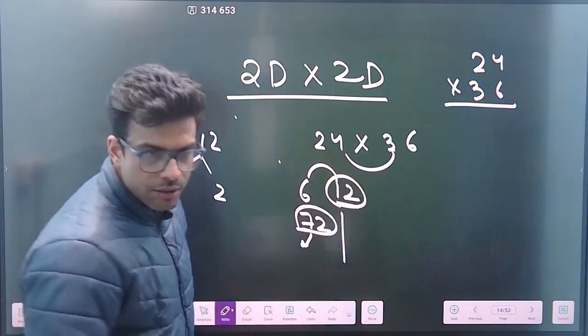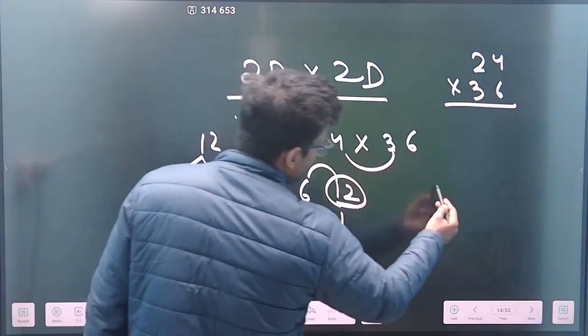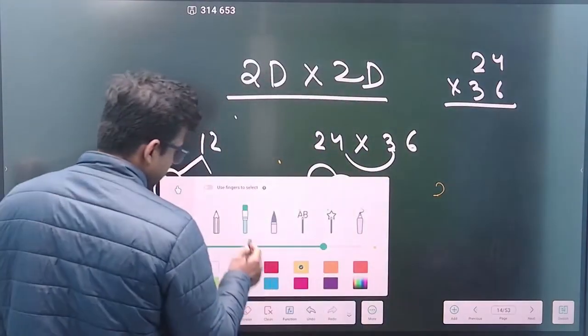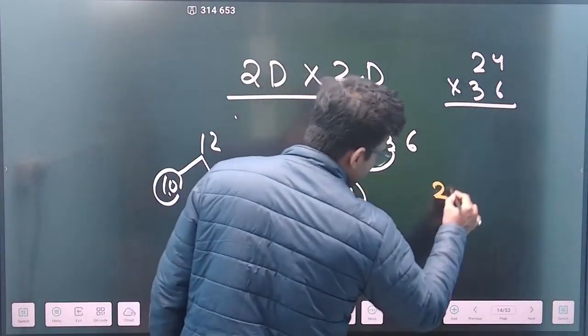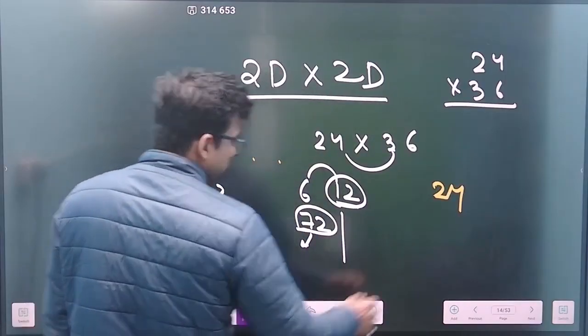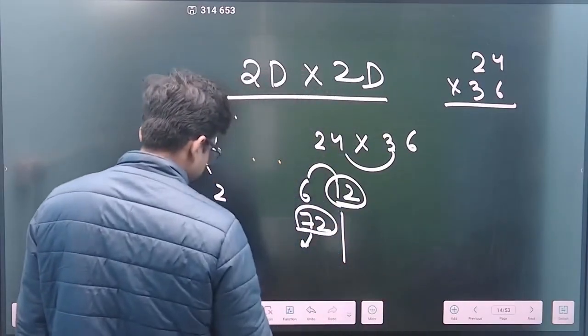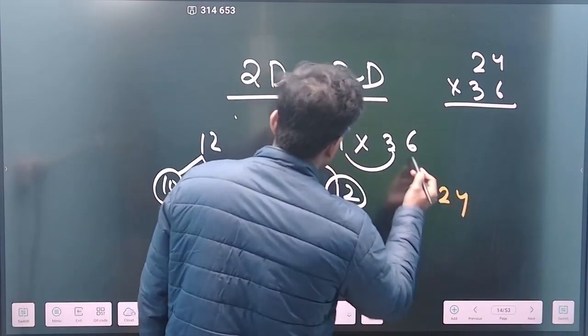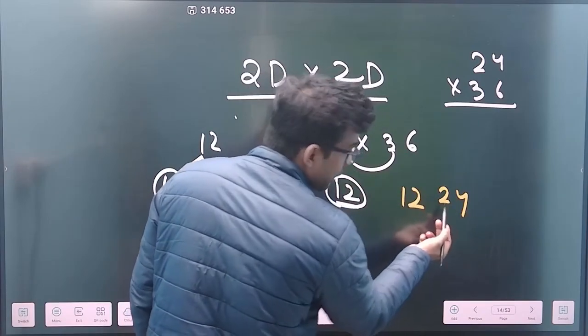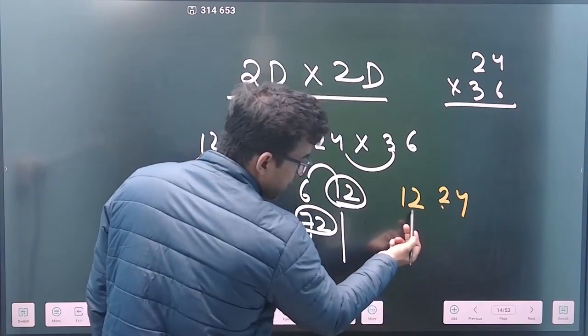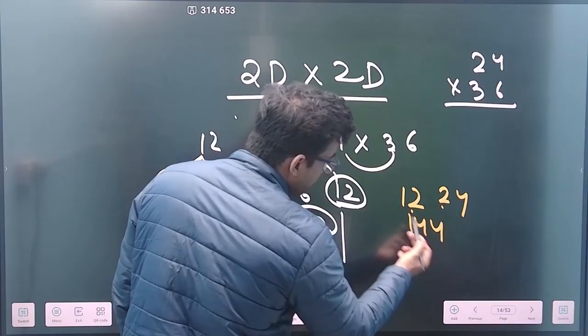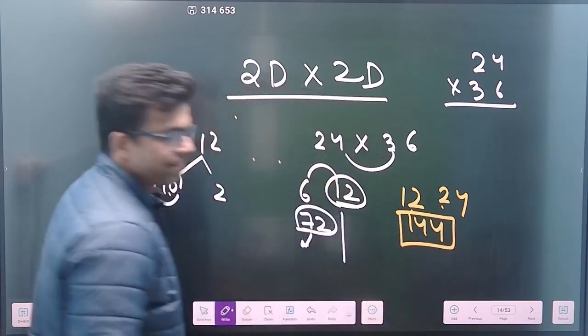Now let's come to this one. 6 4s are 24. Sorry, my bad. 6 4s are 24 and 6 2s are 12. Correct now? Now see, this 2 plus this 12 becomes 14 and this becomes 144. Is this clear to everyone?